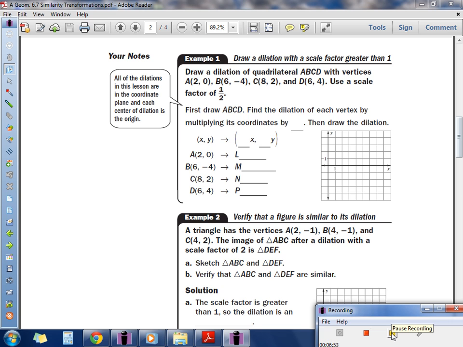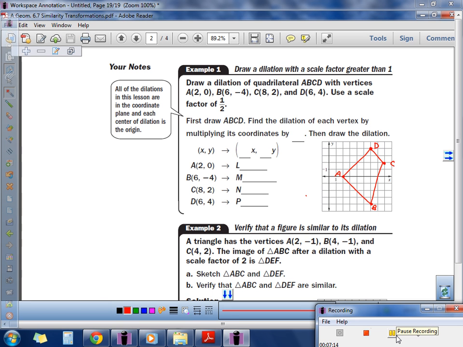Example 1 says, draw dilation of this quadrilateral and then use a scale factor of 1/2 to see what the new shape is. So we're going to go through that together. We're going to graph these points, and then we're going to multiply everything by a scale factor of 1/2. So go ahead, take a little time, graph those points if you haven't already done so. All right, now that they're graphed, we can do the math. What we need to remember is that we need to take all the coordinates and multiply everything by 1/2. So we're going to do 1/2 times the x value, and then 1/2 times the y value. And this should be pretty quick.